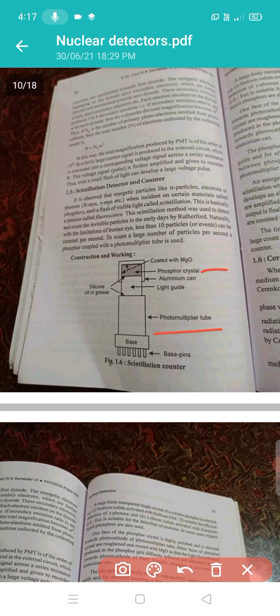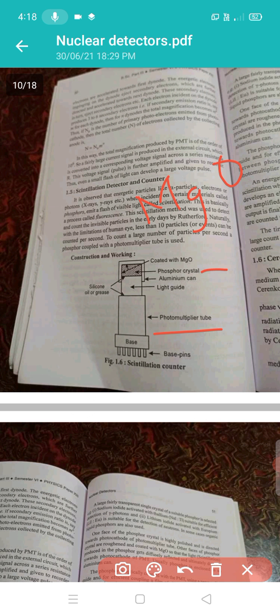It is coated with MgO, so that the light or the scintillation produced in the phosphor gets diffusely reflected and ultimately directed towards the photocathode of the photomultiplier tube.